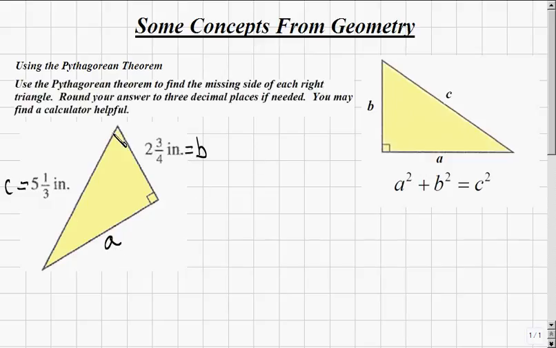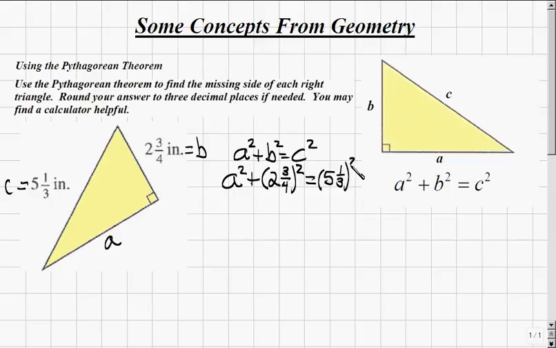We'll write the formula down, plug in these numbers, and then use a calculator to find side a. So, to begin, Pythagorean theorem says a squared plus b squared equals c squared. So, a, we don't know, we'll simply write again, a squared, plus b is 2 3/4. So we'll write this as 2 3/4 squared is equal to c is 5 1/3. So we'll write this as 5 1/3 squared.